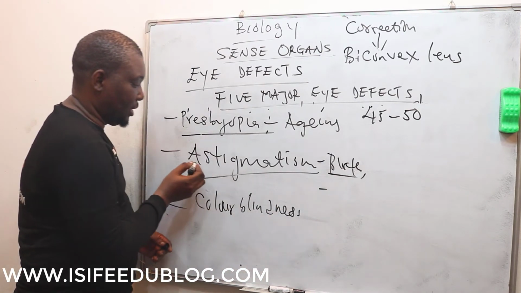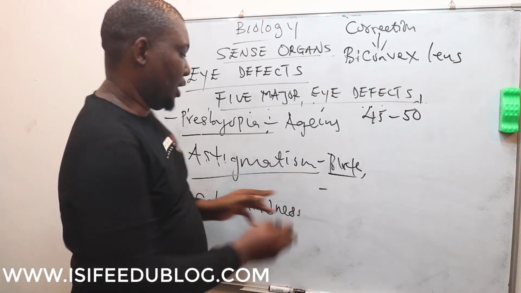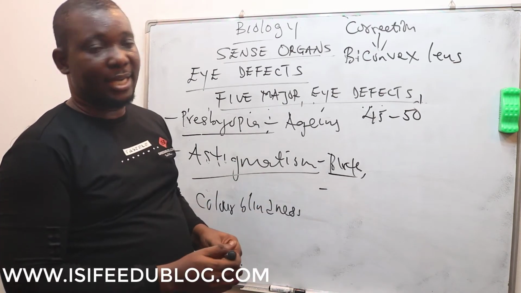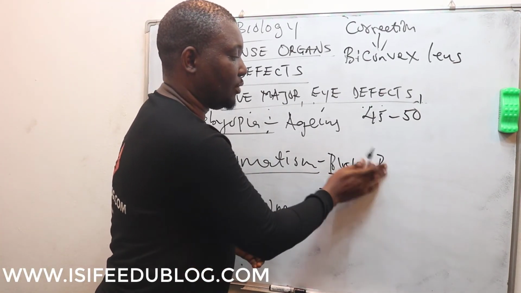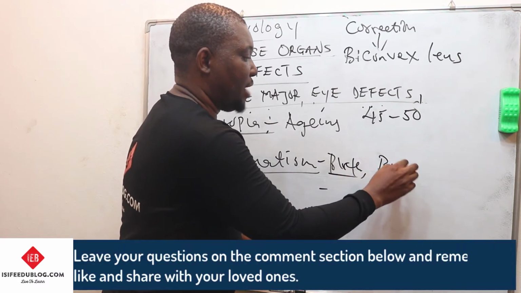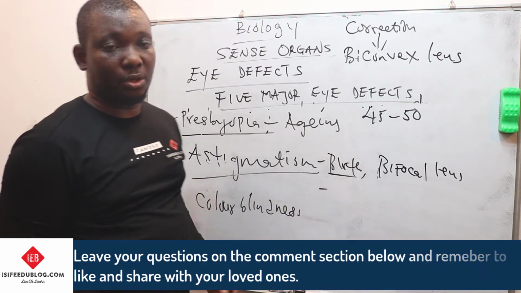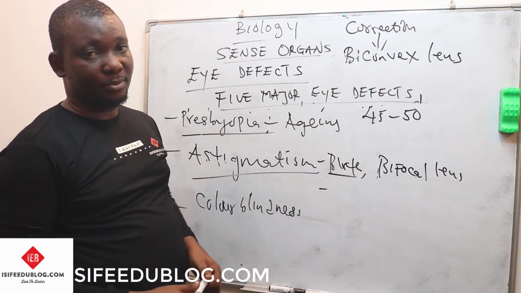colorblindness. And I will tell you this, how do you correct this? It depends on the curvature. People that have astigmatism eye defects can wear a bifocal lens of even curvatures. Bifocal lens of even curvature for astigmatism.